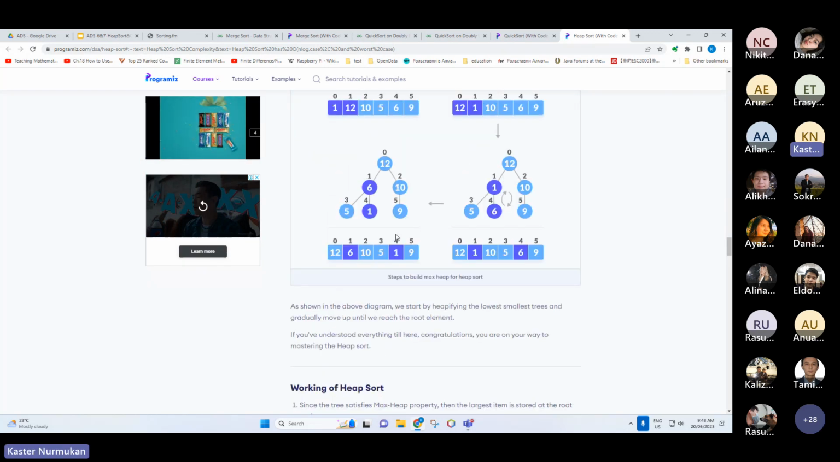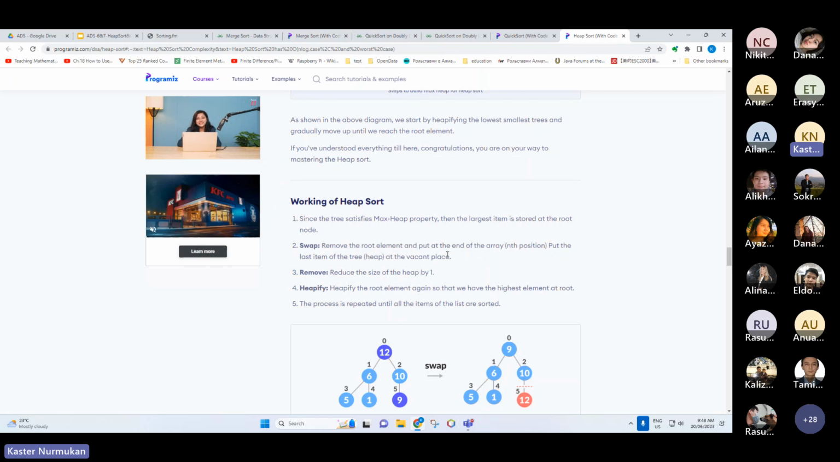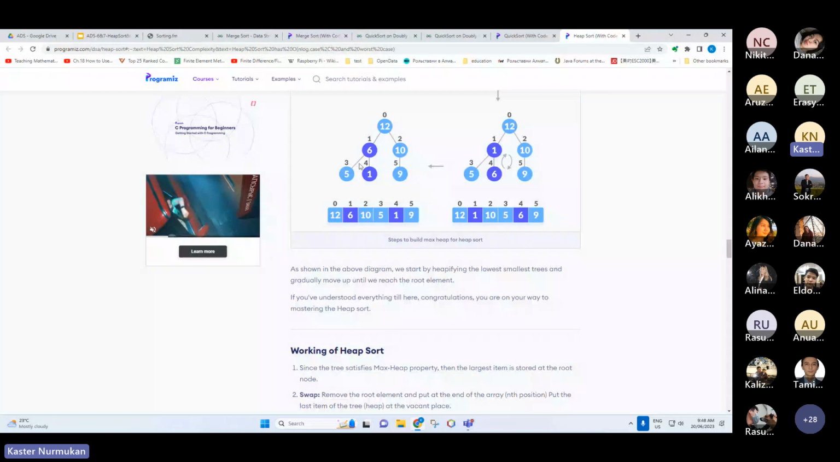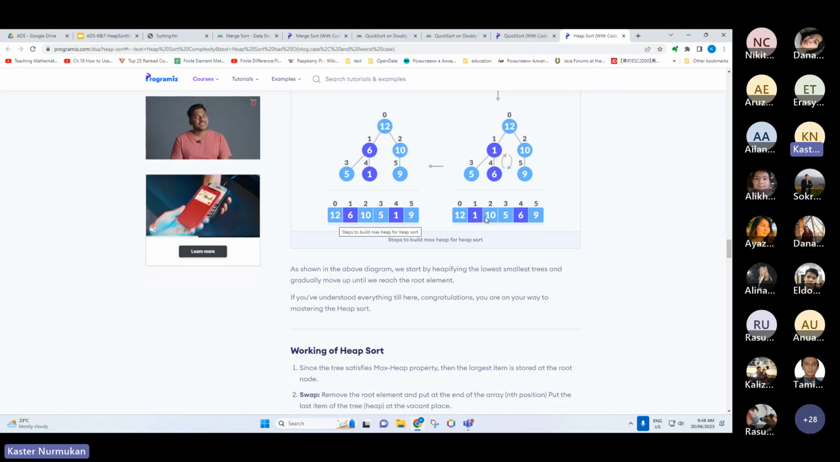But that's only the data structure. How can we create a heap sort, right? In heap sort, we use the max heap property: the largest item is stored in the root node. We remove the root element, I mean swap it, removing the root element and putting it at the end. Using this process, we sort the whole set of elements. If you just convert to the max heap, that's the final result: 0, 12, 1, 10. It's not sorted.